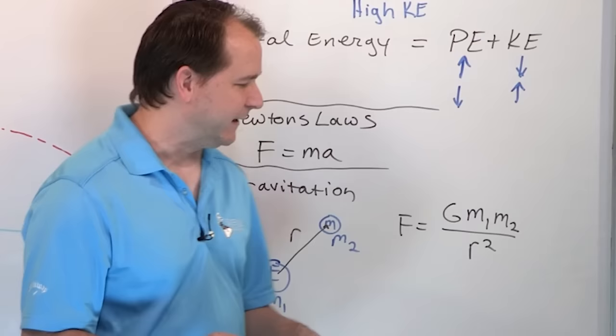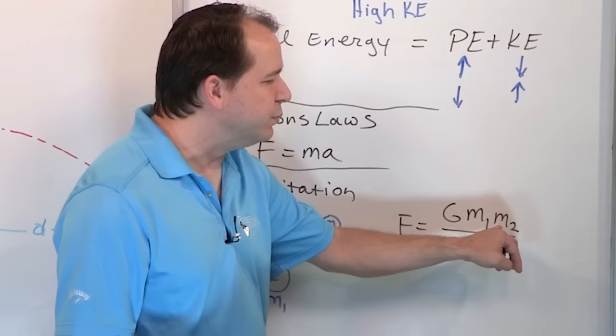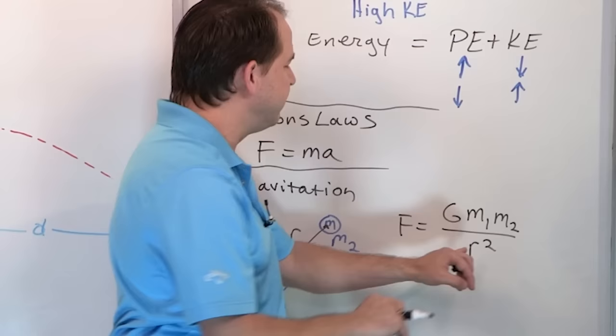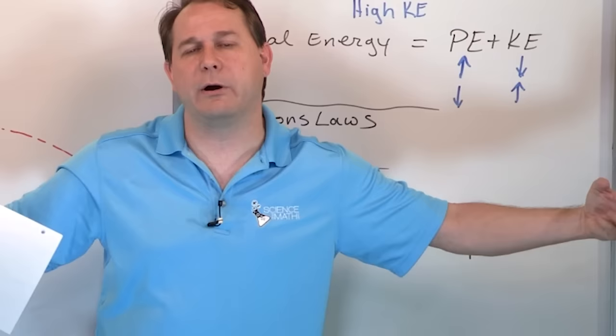So if the Earth's mass gets bigger, M1, then the force is bigger. If the moon's mass gets bigger, the force is bigger. But if we increase the distance between them, like if we stretch out the Earth and moon even bigger, then since it's in the bottom, we're dividing by a bigger number, so the force actually goes down as things get farther and farther apart. So this is called the universal law of gravitation.